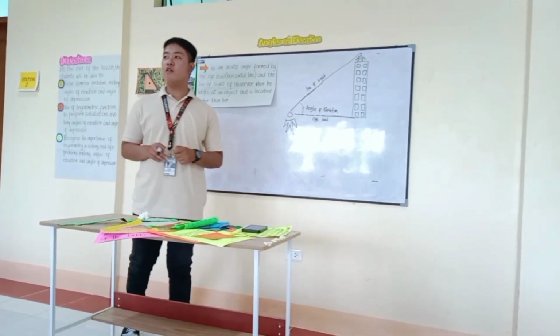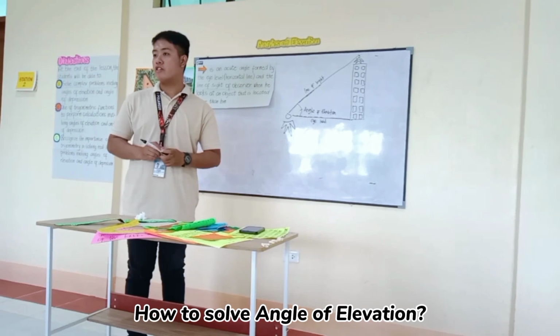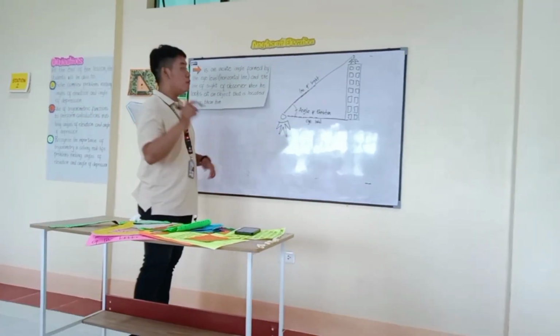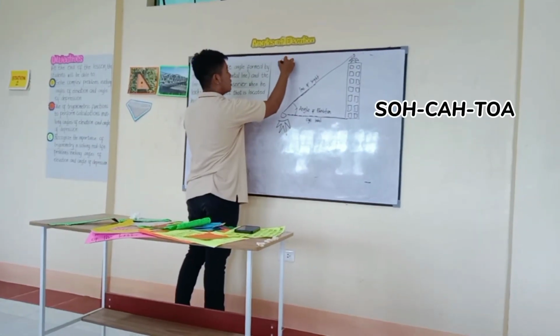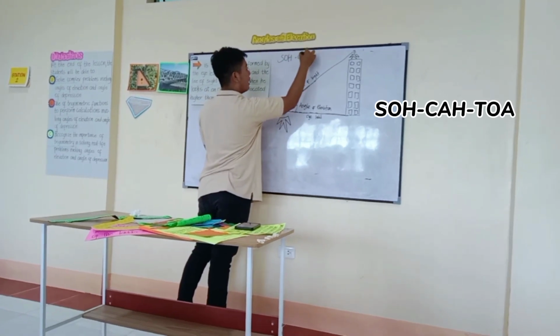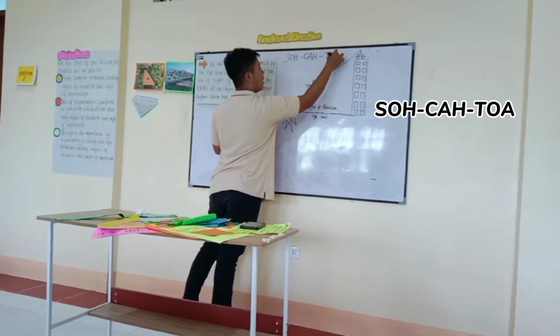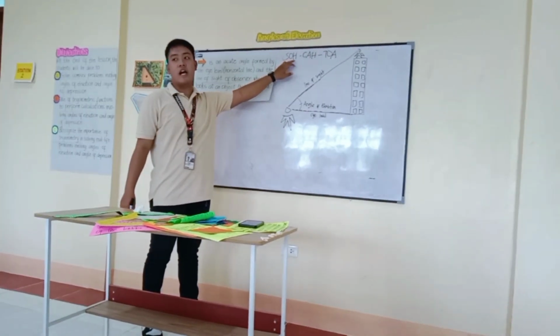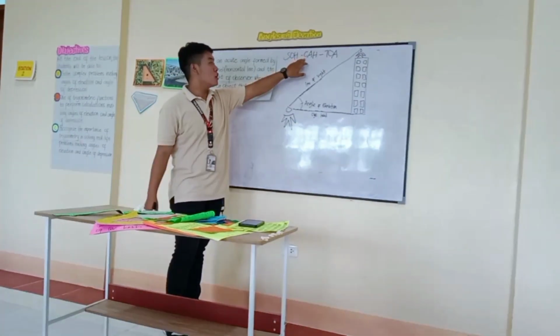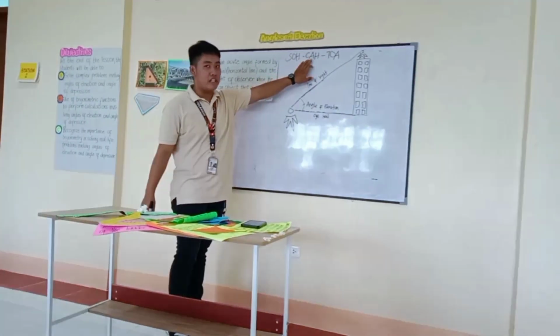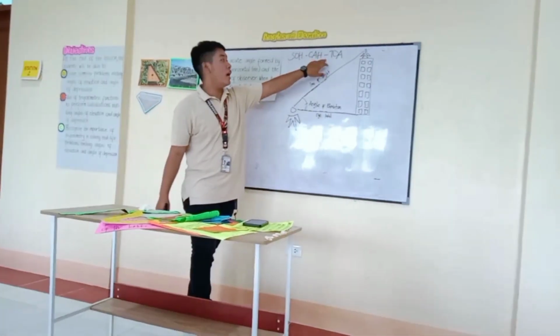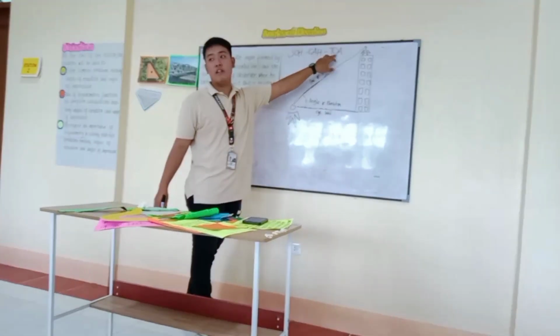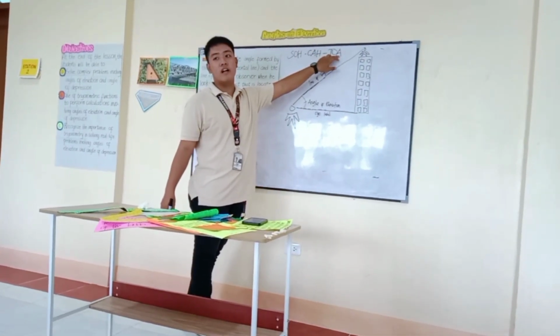How do you think we solve an angle of elevation? First step is, you must remember the SOH CAH TOA, which means that sine is equal to opposite over hypotenuse, cosine is equal to adjacent over hypotenuse, and tangent is equal to opposite over adjacent.